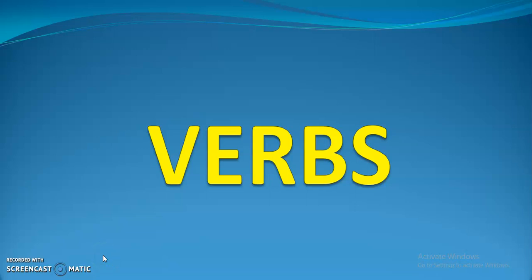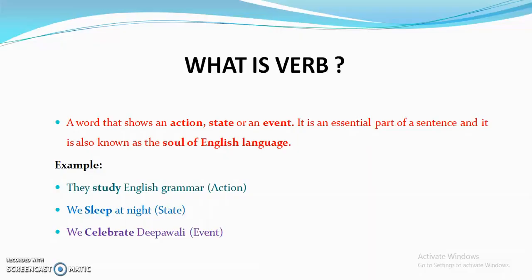Dear students, today we are going to discuss verbs, their kinds and the rules of verbs. What is a verb? A word that shows an action, state or an event is called a verb. It is an essential part of a sentence and it is also known as the soul of the English language.